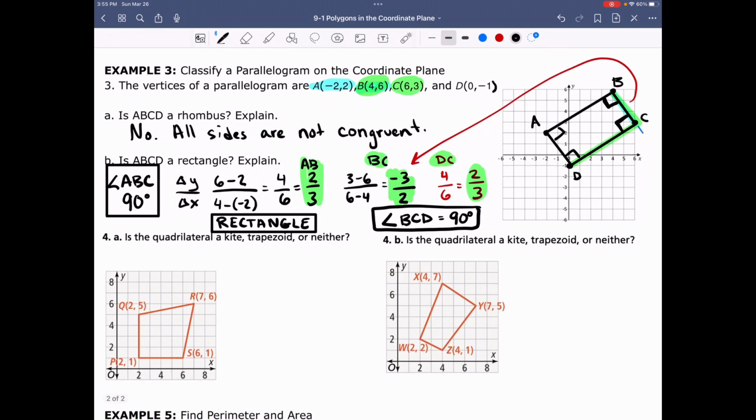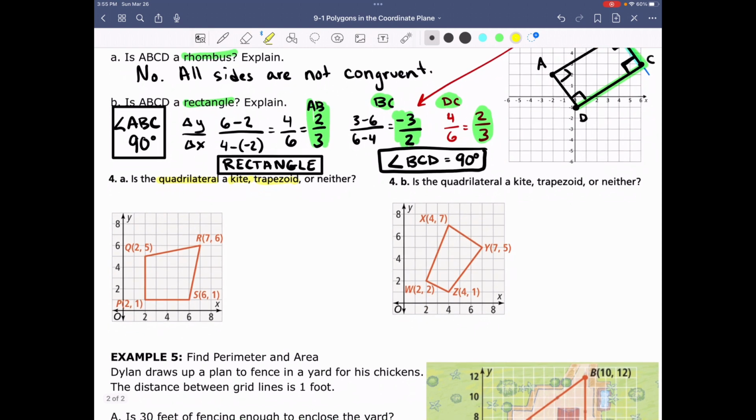For example 4, we now want to know if the quadrilateral is a kite, trapezoid, or neither. Now these are not parallelograms, right? So a parallelogram could be a rhombus, it could be a square, it could be a rectangle, but kites are just quadrilaterals. So a kite and a trapezoid, those just have 4 sides, but they're special for different reasons. A kite has to have 2 pairs of congruent sides. So this side would have to be congruent to that side, and these sides would have to be congruent.